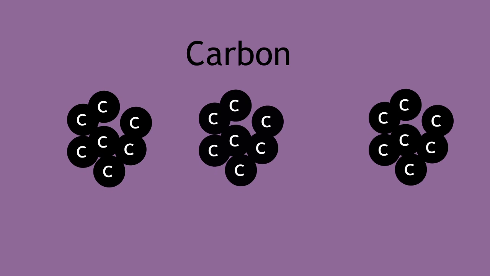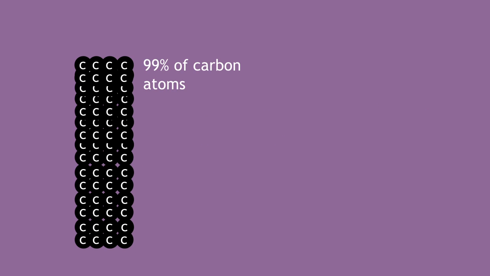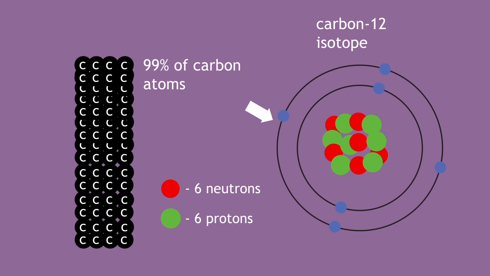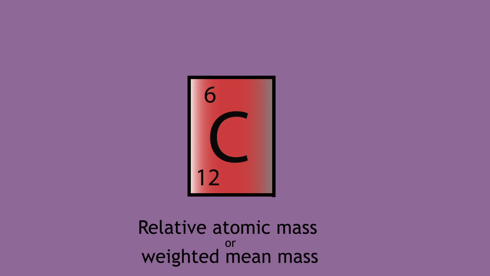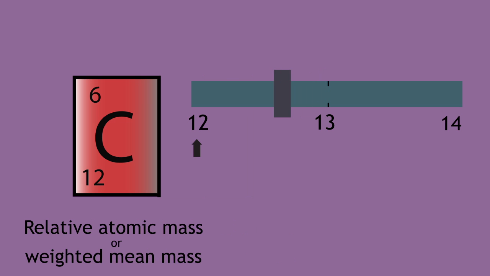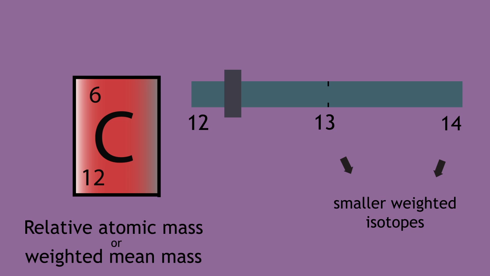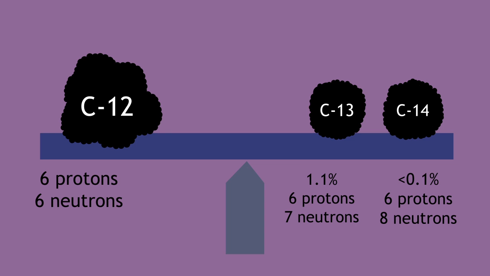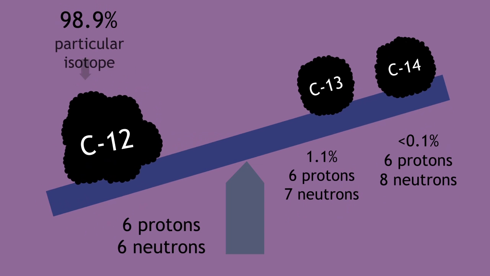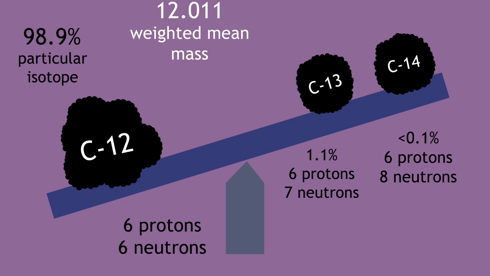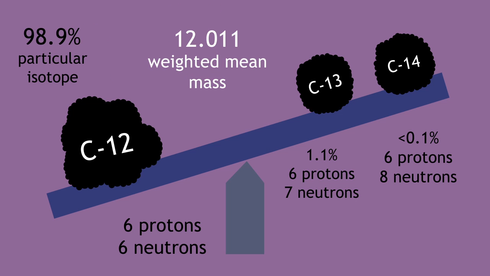So for anything made up of carbon, including you and I, 99% of that sample contains the carbon-12 isotope. This means that carbon's relative atomic mass, or weighted mean mass, is closer to 12 than it is to 13 or 14, the smaller weighted isotopes. If you think of a seesaw, the larger the relative abundance of a particular isotope, the closer the weighted mean mass is to the mass of that particular isotope.